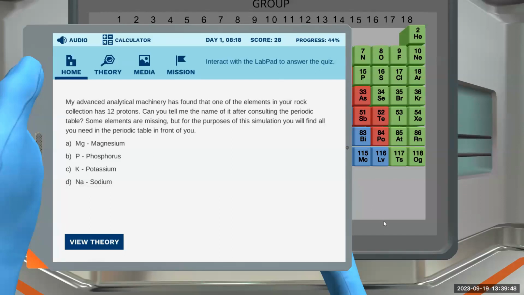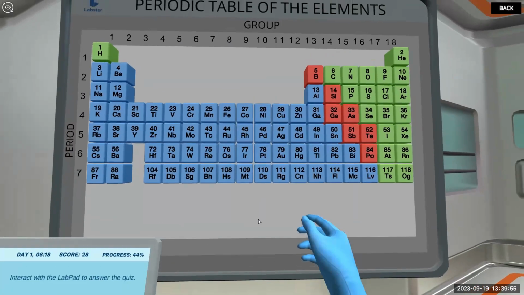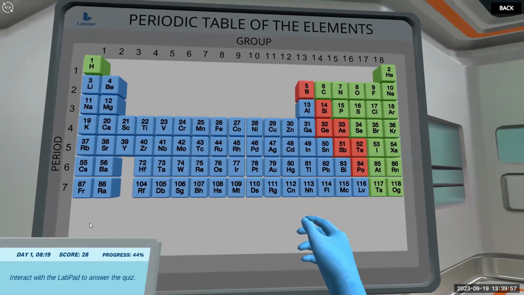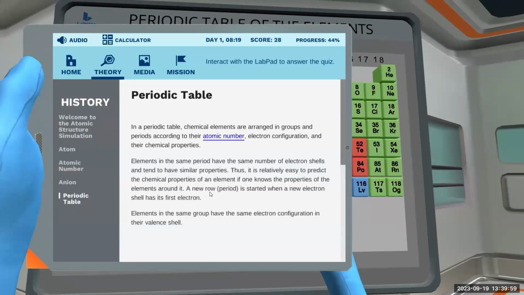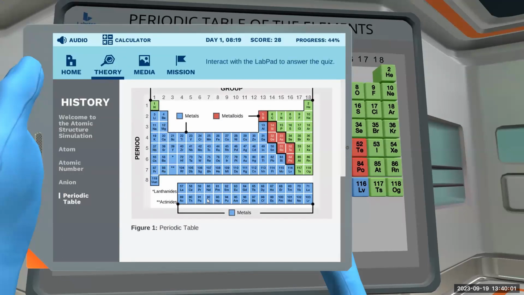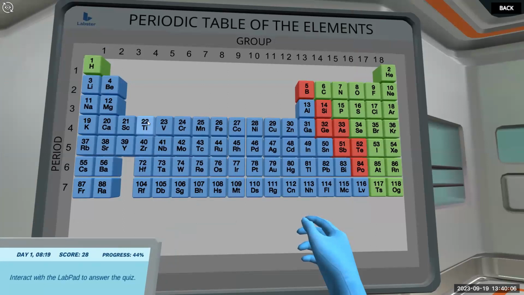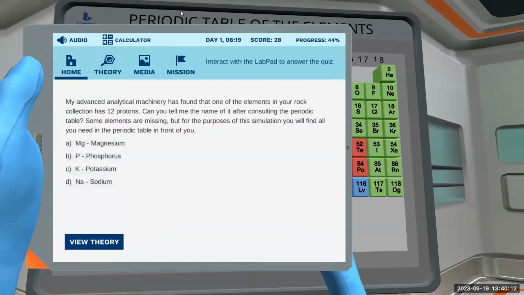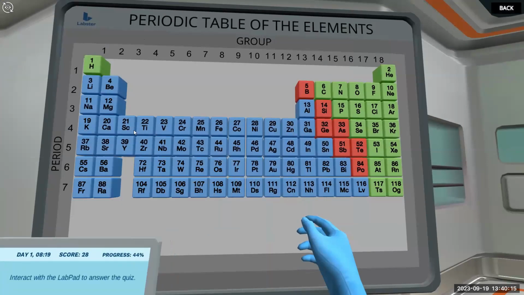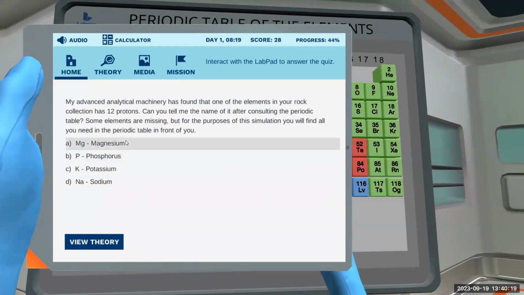Interesting noises that the machine makes. Okay, 12 protons. Let's look at our periodic table. So the numbers on top are often considered the atomic number. So these more or less equate to how many protons an element has. So we're looking for 12. You'll see that it's Mg, also known as magnesium.